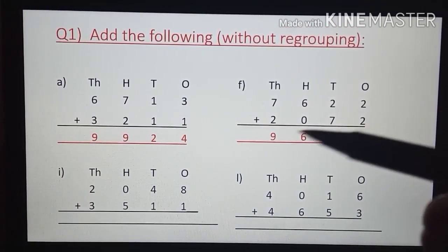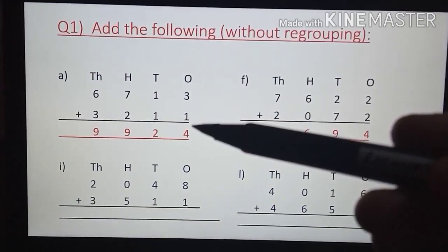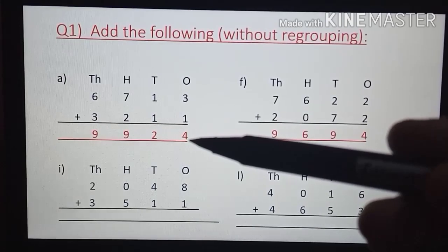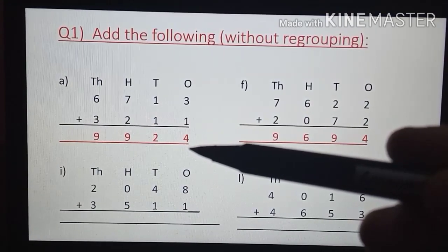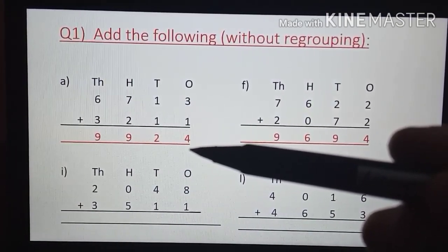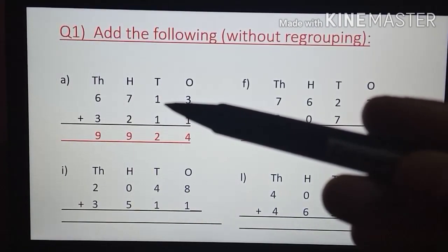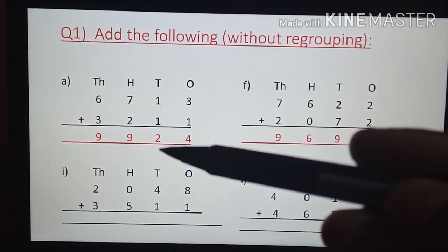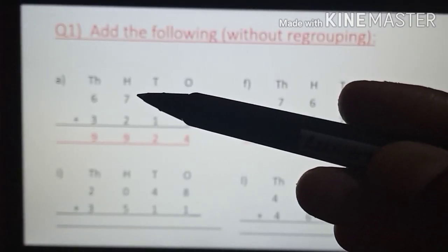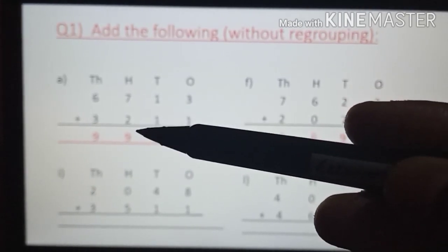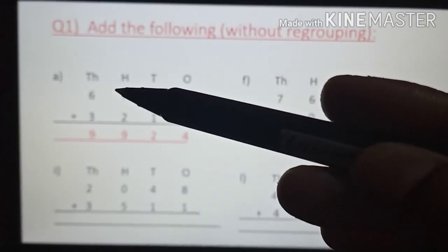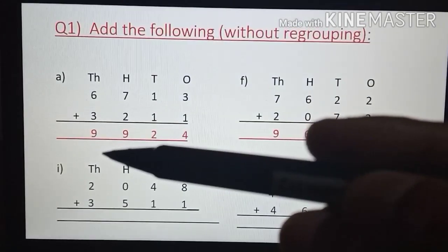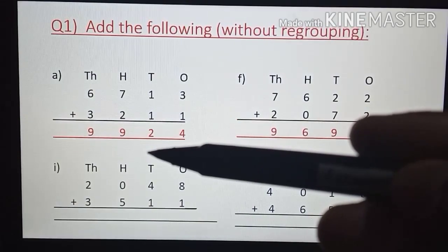Here children we will add. Under the ones column, digits are 3 and 1. So 3 plus 1, that is 4. 4 is 1-digit number. So no carry over under the tens column now. Now add under the tens column. 1 plus 1, that is 2. Again it is a single digit number. No carry over. Now add under the hundreds column. 7 plus 2, that is 9. Now under the thousands column we have 6 plus 3, that is 9. So our sum is 9924.